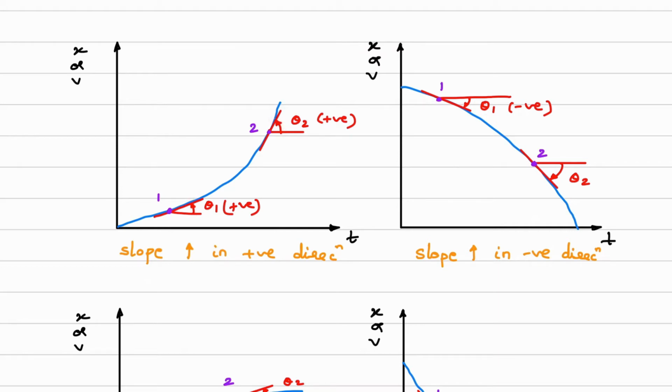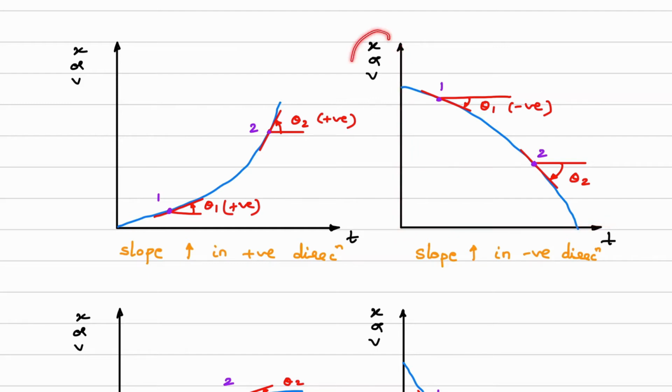Okay, so slope is increasing in positive direction. That is why here it is written that slope is increasing in positive direction. Here, if you see in case number 1, for this curve, slope is increasing in positive direction. Now see this second example here.